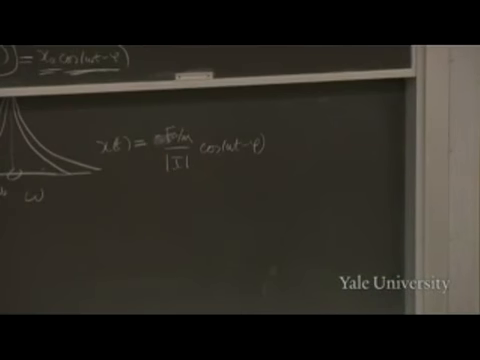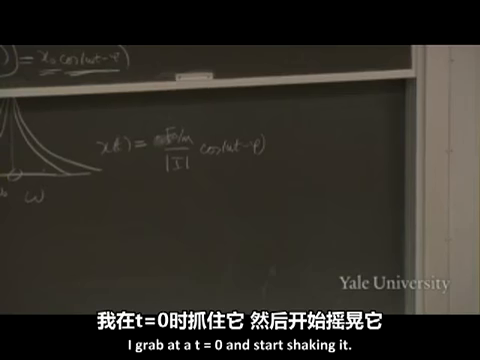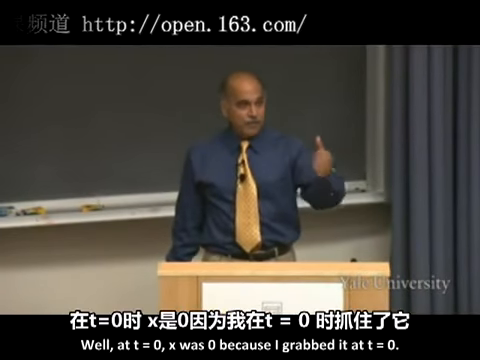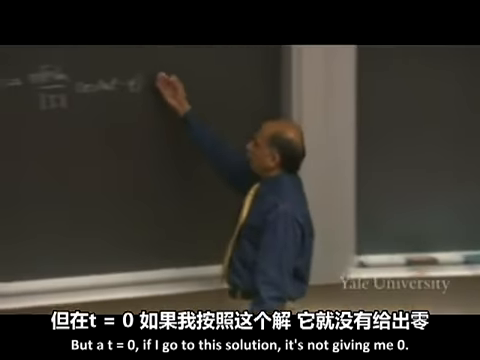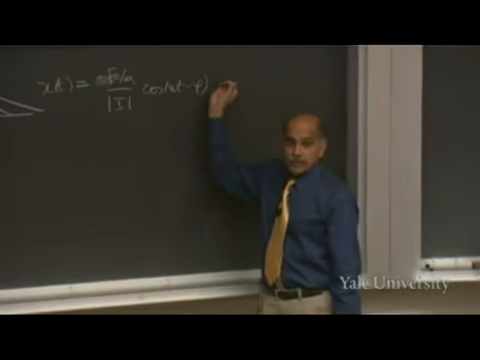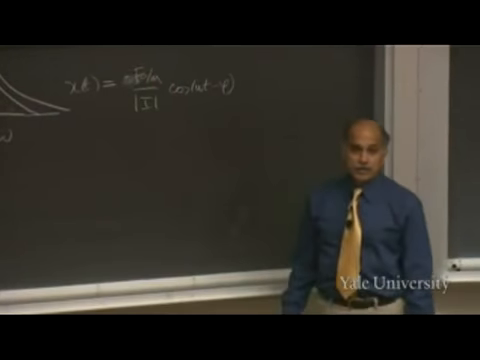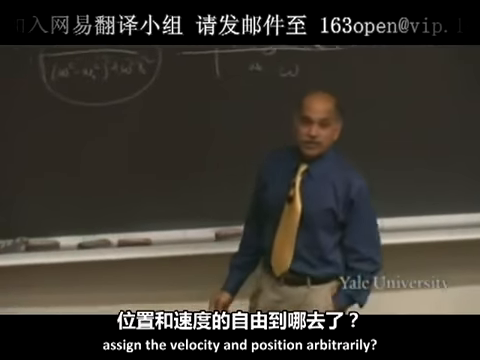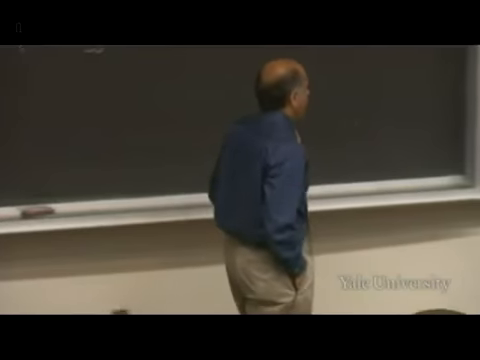Let's understand why. Suppose I go to this mass and spring system. I grab it at t equal to 0 and start shaking it. Well, at t equal to 0, x was 0 because I grabbed it at t equal to 0. Well, at t equal to 0, if I go to this solution, it's not giving me 0. It's saying it's F naught over m i times cosine phi. So what happened to the freedom I had to assign the velocity and position arbitrarily? Well, it turns out that I can still do that.